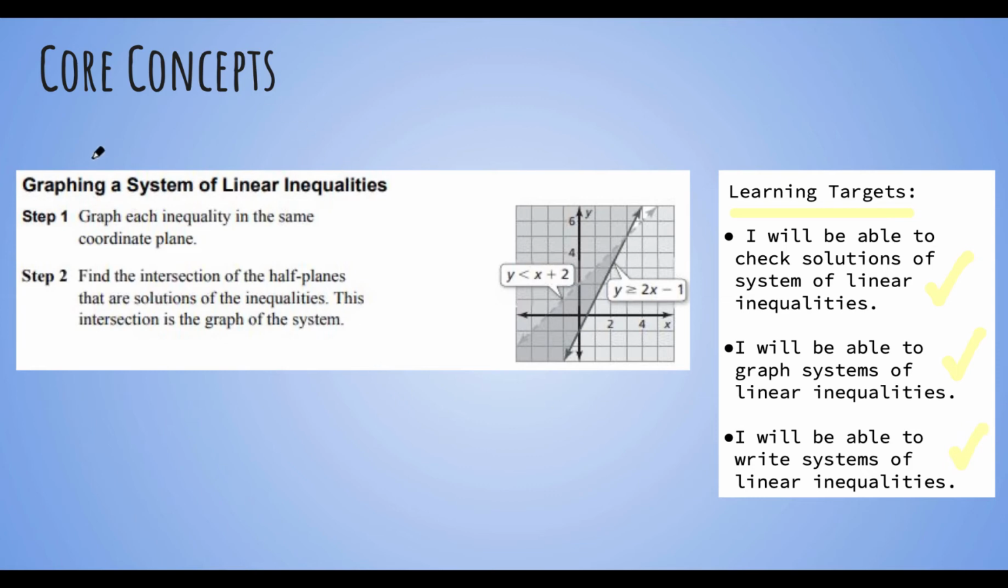Okay, let's take a look at our core concepts. We're graphing a system of linear inequalities, which is going to be a two-step process. First, we're going to graph each inequality in a coordinate plane, and then we're going to find the intersection of the half planes. So we're looking really for that overlap region, and all of the points included in that overlap region will be considered the solutions to our system of linear inequalities.